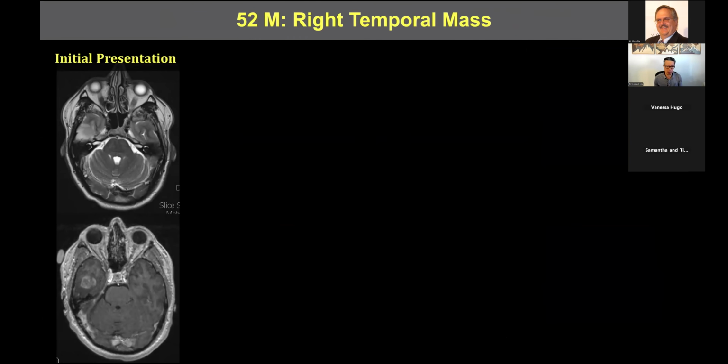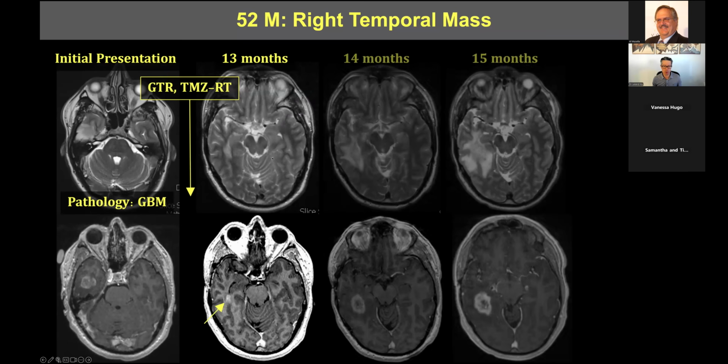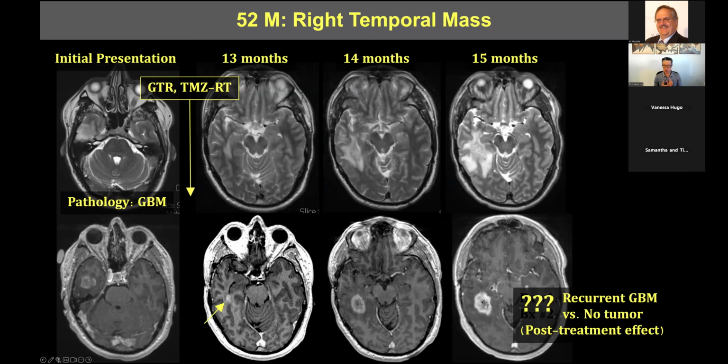So here is an example case of a 52-year-old male with a right temporal mass. It underwent surgical resection. It was diagnosed as a GBM. The patient underwent standard gross total resection as well as adjuvant temozolomide and radiation. And we can see here the mass over time as we continue to follow on surveillance imaging. We see that there's this progressive enlarging enhancing lesion in the right temporal lobe. So again, our job as clinical radiologists is to say, is this recurrent tumor or is it post-treatment effect?